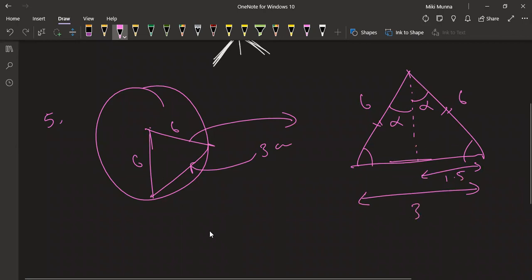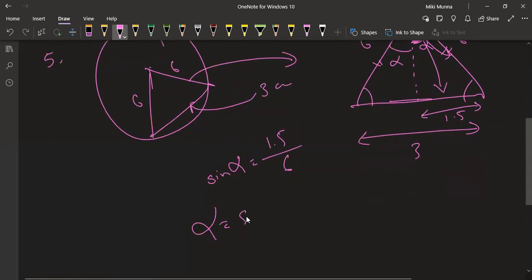If that's the case, then simply we can use the formula for SOHCAHTOA. Using sine in this case, with this as the reference angle, what is the opposite length? This is 1.5 and the hypotenuse is 6. So sine alpha equals 1.5 by 6. Why didn't we use adjacent? Because the adjacent length is not given here. That means sine alpha equals 1.5 over 6.